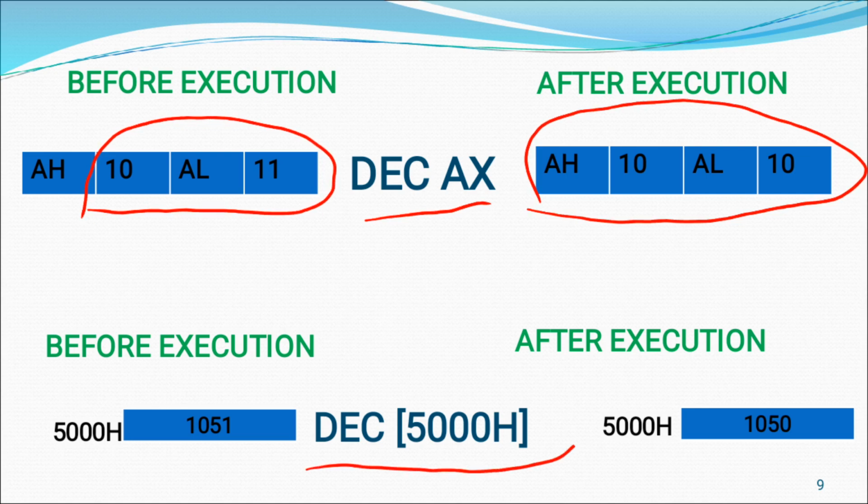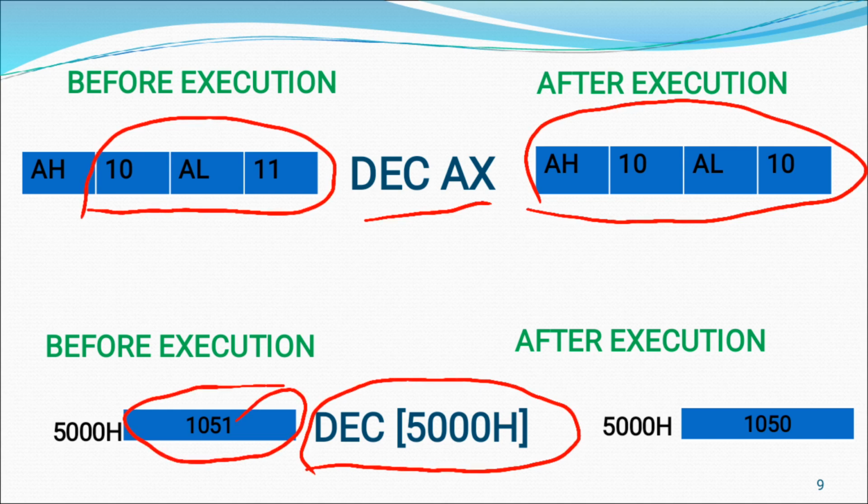Let us say the second example, DEC within square brackets 5000. 5000 is a memory location. The content of memory location 5000 will be 1051 before the execution. After the execution, if we subtract 1 from 1051, the result will be 1050. Okay, so clear? Decrement means subtract the content by 1. That's all, a simple concept. That's all about decrement.